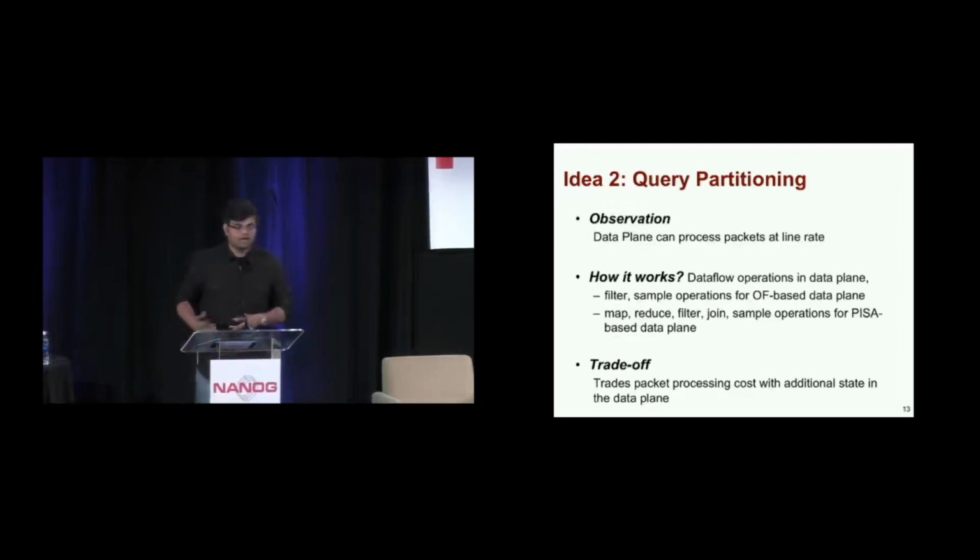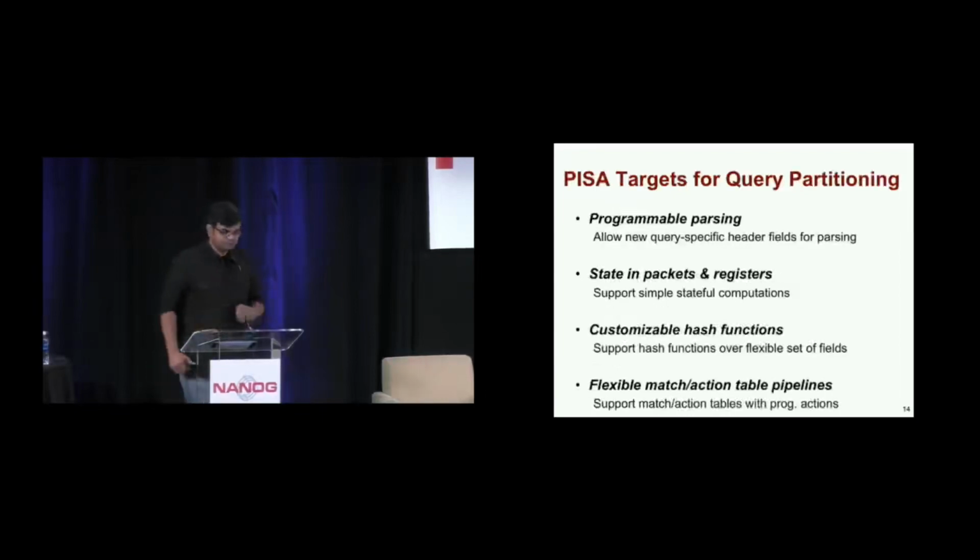The second set of hardware devices or targets that I'm talking about are PISA-based, which is the protocol-independent switch architecture, which uses the P4 programming language. In addition to filter and sample, you can do flexible map, reduce, and distinct operations in the data plane. The trade-off is that you trade packet processing costs with additional state in the data plane. I'll make a point about PISA targets for query partitioning, because that's the prime thing we use for building the prototype of Sonata.